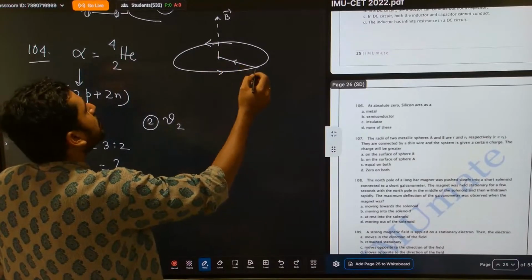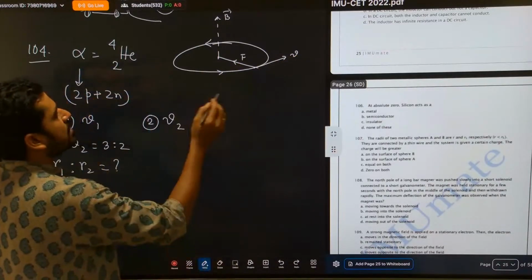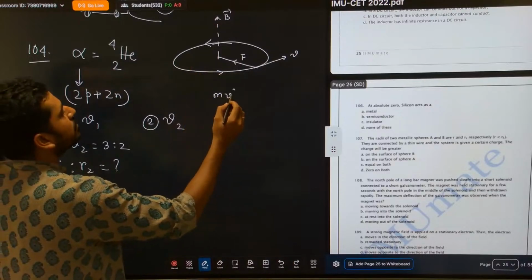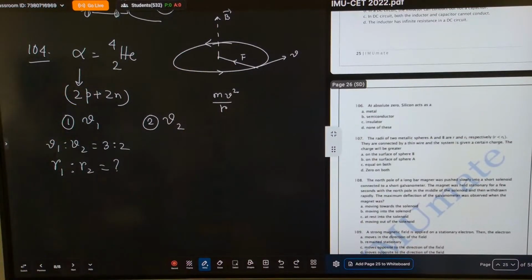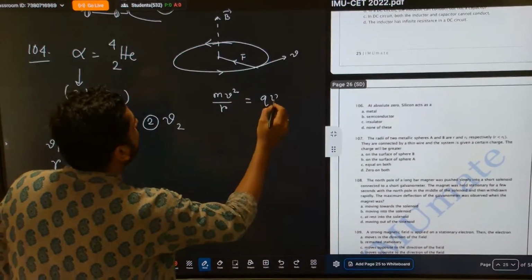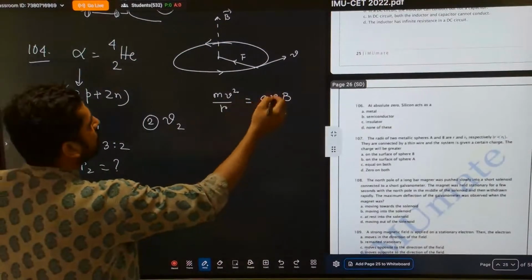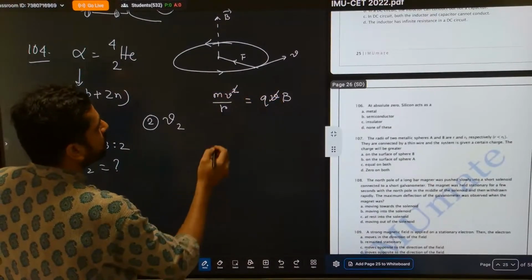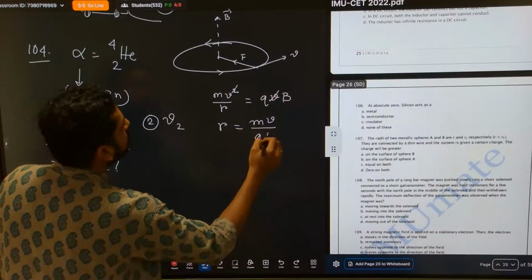This is the force, now. This was the velocity. Just remember. So what is the force towards center? Centripetal force, mv square by r. That would be equal to the magnetic force qvb. What will cancel out? v and b. So what is r? mv by qb.